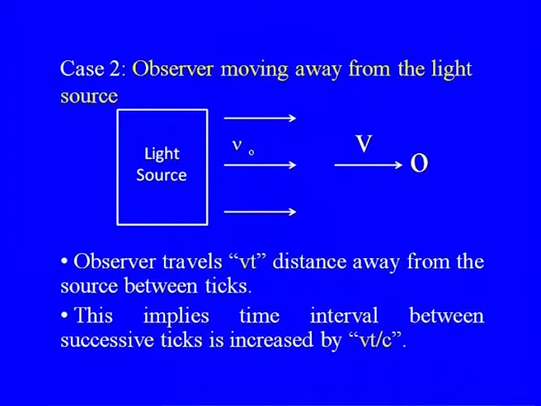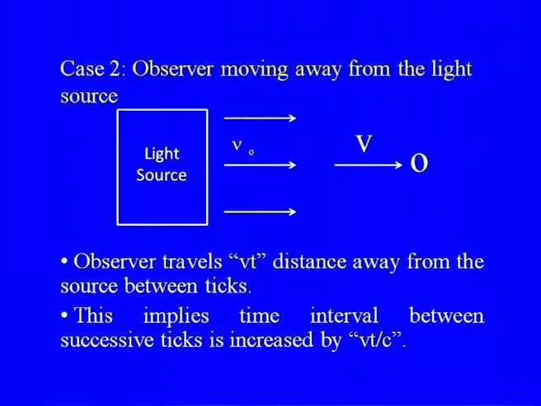Okay. So, that leaves us with two other cases, one in which the observer is moving towards the light source, and the other when the observer is moving away from the light source. Let us consider the one in which the observer is moving away from the light source first. Here too, what is the proper time between ticks? It is t0, which is 1 by nu 0, where nu 0 is the frequency at which the light is being emitted at the source. And remember, here the observer is moving with a velocity v away from the light source.